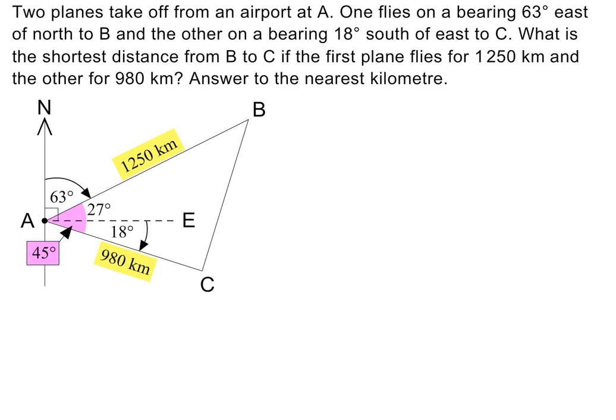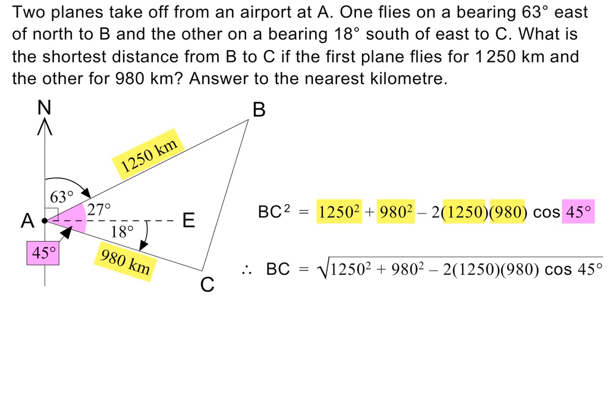We are now ready to use the cosine rule to find BC. We can therefore write that BC squared is equal to the following. And because we want BC, not BC squared, we need to square root both sides. We are now ready to use the calculator. Correct to the nearest whole number, the shortest distance from B to C is 889 kilometers. Please pause the lesson to check whether you get the same answer.